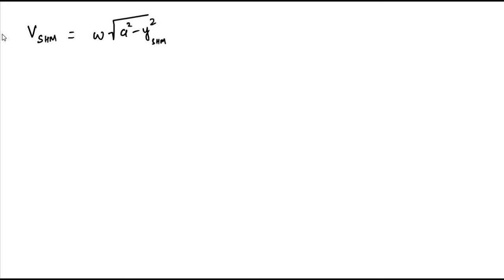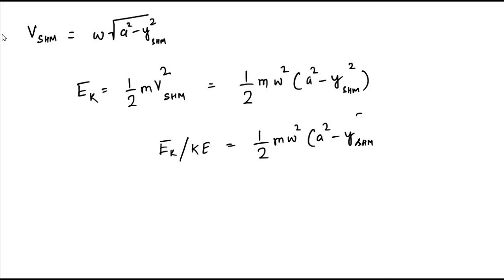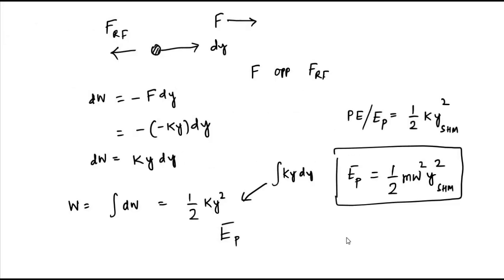So we know that the kinetic energy of any object with certain velocity is given by half m v square. So here it will be half m v SHM square. So it will be 1/2 m omega square (a square minus y SHM square). This is the expression of kinetic energy. So we have got the expression for kinetic energy and we have got the expression for potential energy.